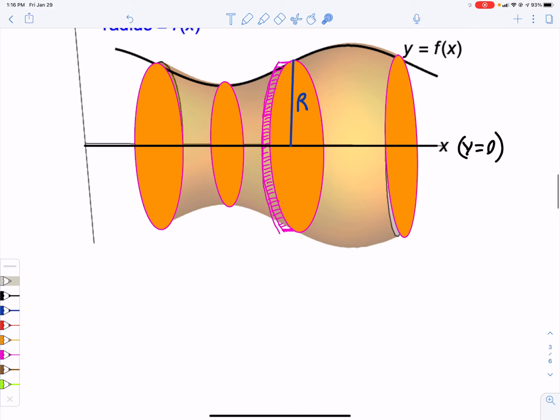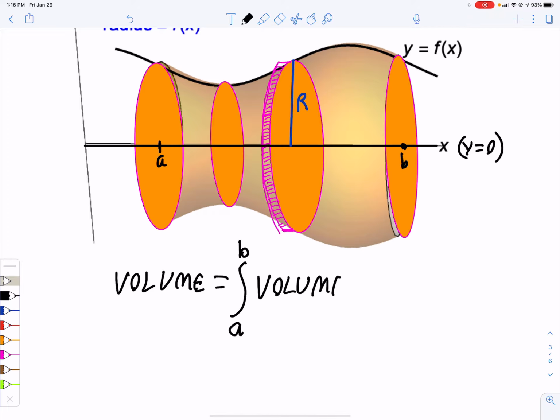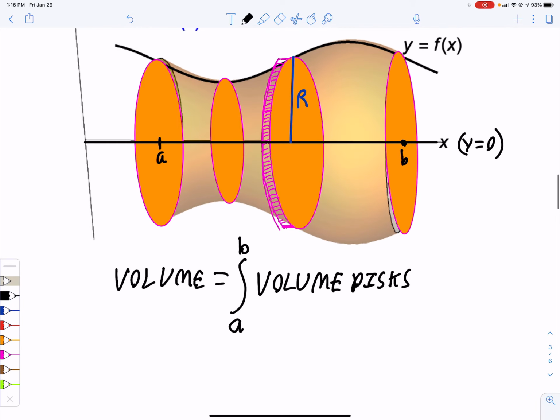Okay, so to finish this off, the volume of revolution: we add up all these disks from here all the way across, and we lost our labels. This point here we're going to call A, and this point here we're going to call B. So when you see the integral, you should see, oh, I'm adding a bunch of stuff up. What am I adding? I want to add the volume of all my disks.